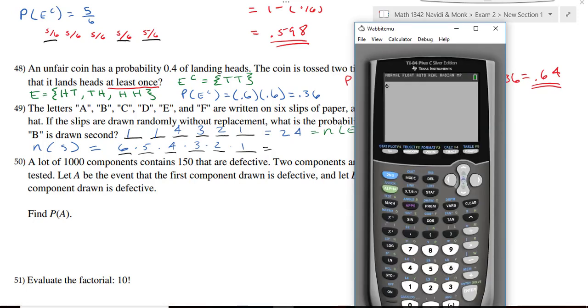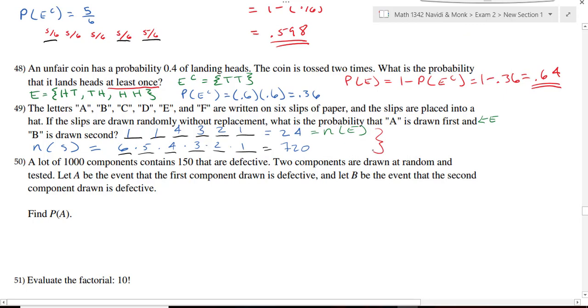6 factorial, to get to the factorial, first you put the 6 on the home screen, then you hit math, go over to probability, factorial is number 4, hit enter, and we see that 6 factorial is 720. Putting all this together, the probability of my event will be equal to the number of elements in my event divided by the number of elements in my sample space, and when I put that into the calculator, what do I get? 0.033.